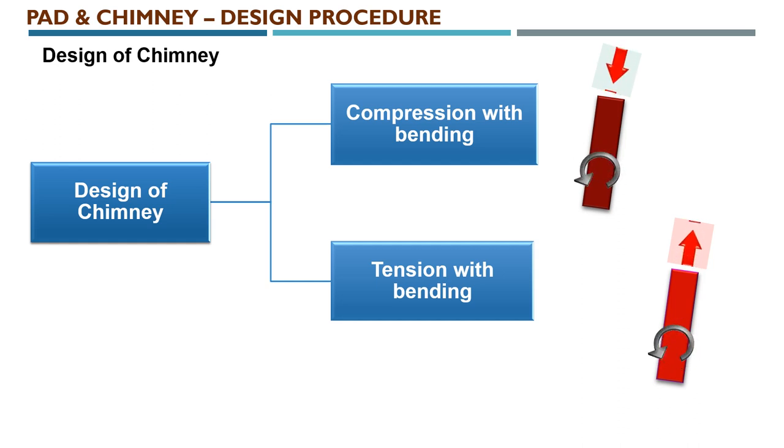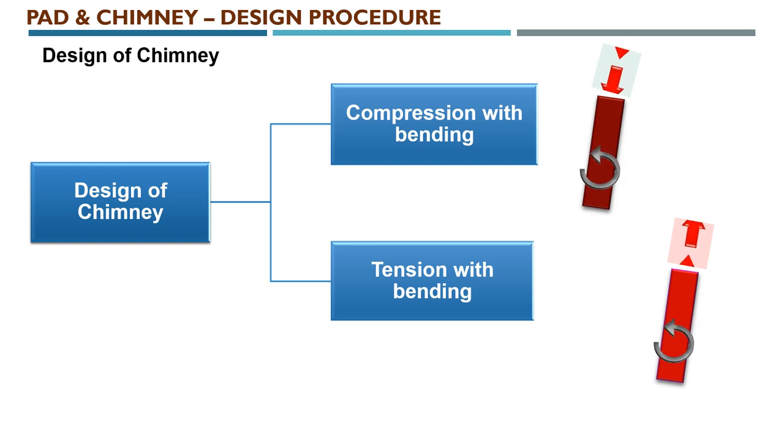So compression is nothing but the structure is subject to a compression, which is a vertical downward load, and this chimney, which will act like an inclined column, is subject to compression with bending. That bending moment will occur due to the side thrust, also the eccentric axial forces of tension and compression. So with these two considerations, we need to check the reinforcement requirement for the chimney.